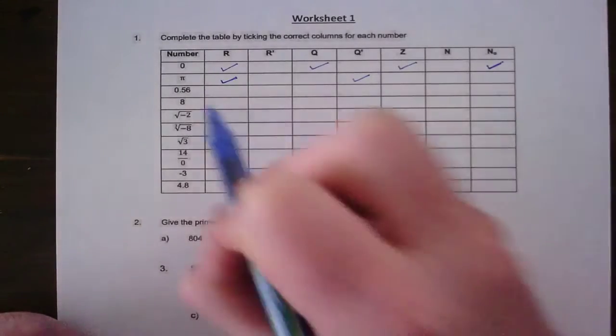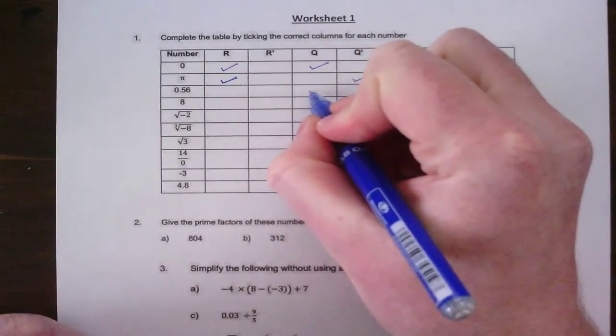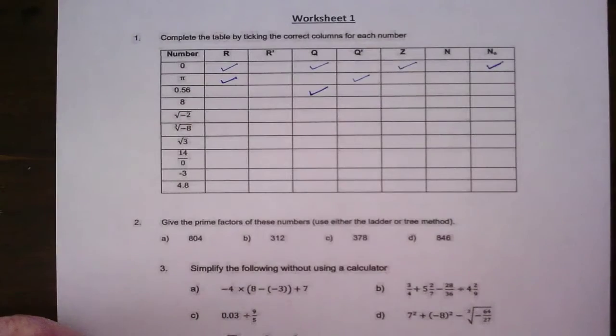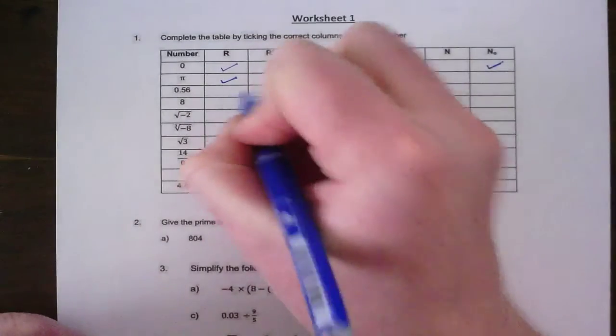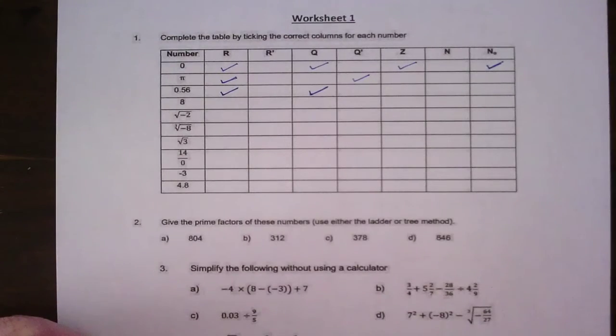Next up, we've got this 0.56. It is a terminating decimal, and per definition, these are rational numbers. Right? All rational numbers are also real, so it's only those two.